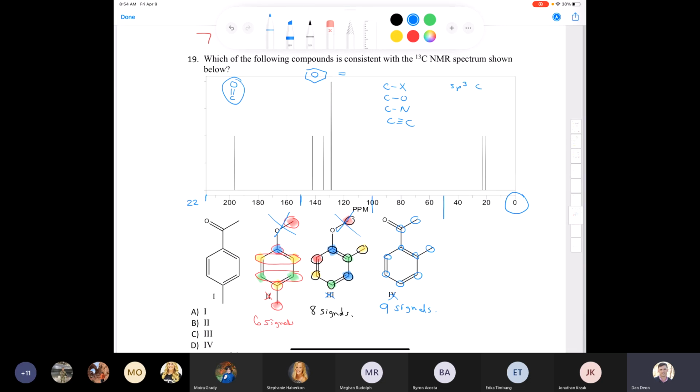Let's take a look at it. I've got the 2 sp3 hybridized carbons, right, which would be the 2 methyl groups. I have the carbonyl, right, which is going to be this one up here. I have 2 quaternary carbons, this one and this one. Those are going to be these 2 right here.